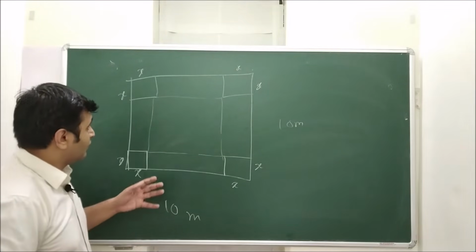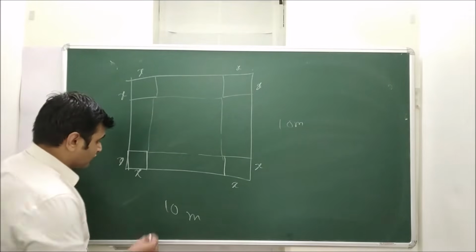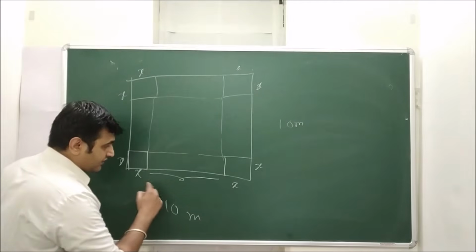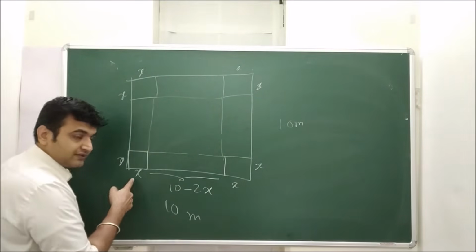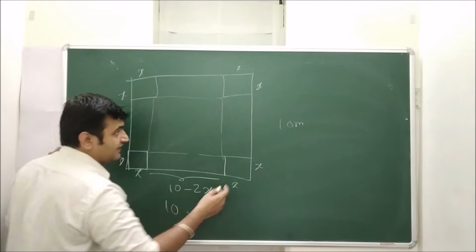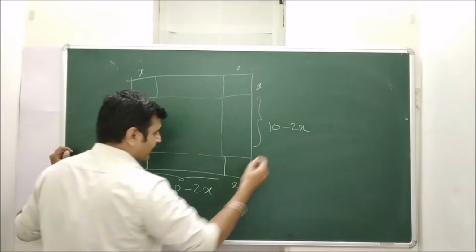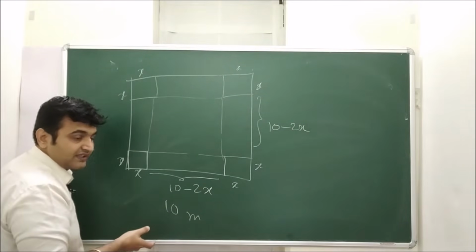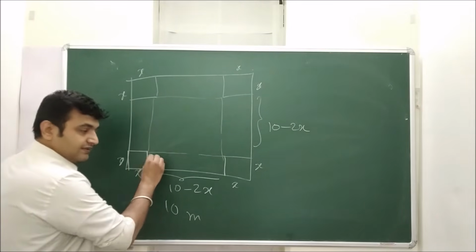Okay, so now once I have a figure, I know what I'm supposed to do. This is my x. So now what will be the side of the new box? Here this will be 10 minus x minus x, so 10 minus 2x. This is also 10 minus 2x. So length and breadth are both the same. And what will be the height? Height will be nothing but this x units, right?